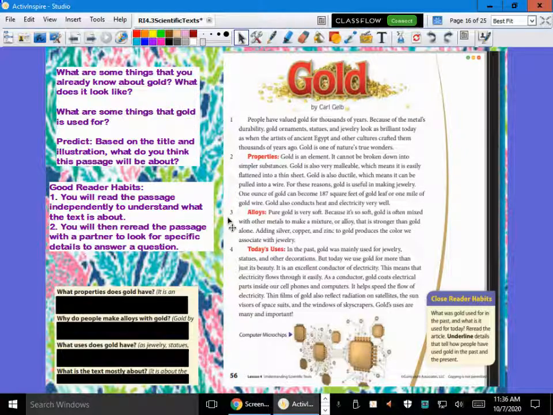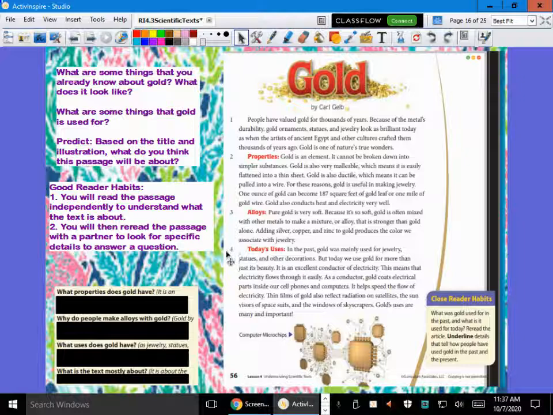Alloys. Pure gold is very soft. Because it's so soft, gold is often mixed with other metals to make a mixture, or an alloy, that is stronger than gold alone. Adding silver, copper, and zinc to gold produces the color we associate with jewelry.